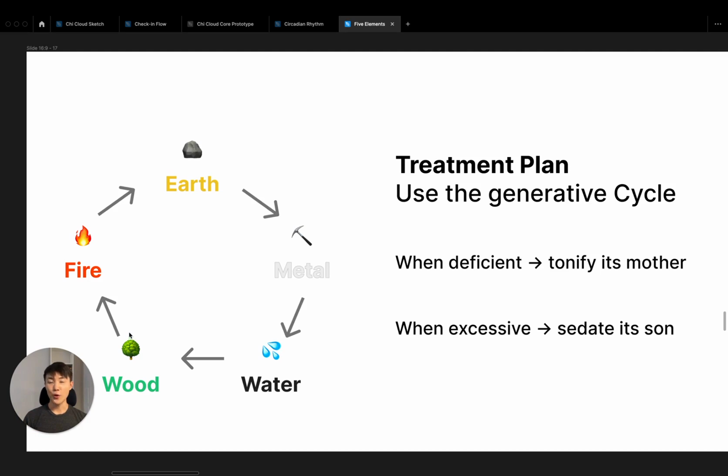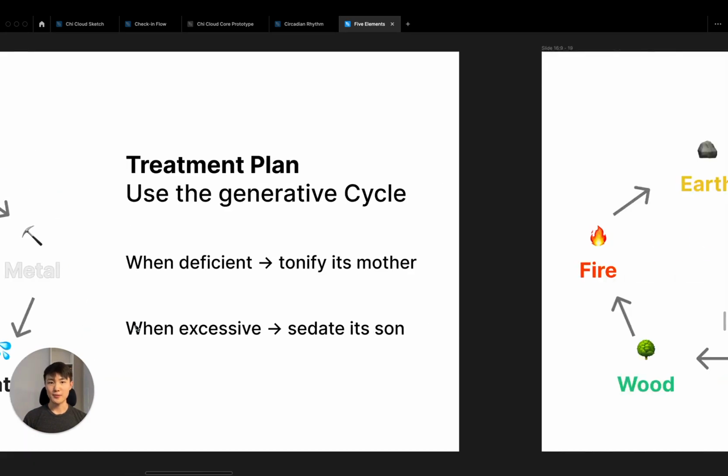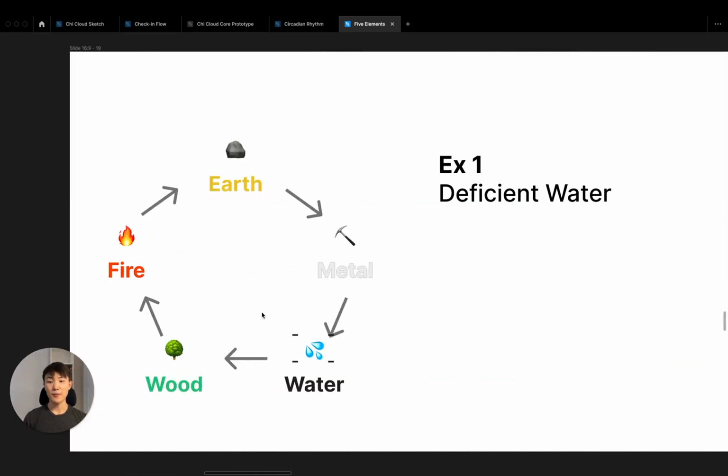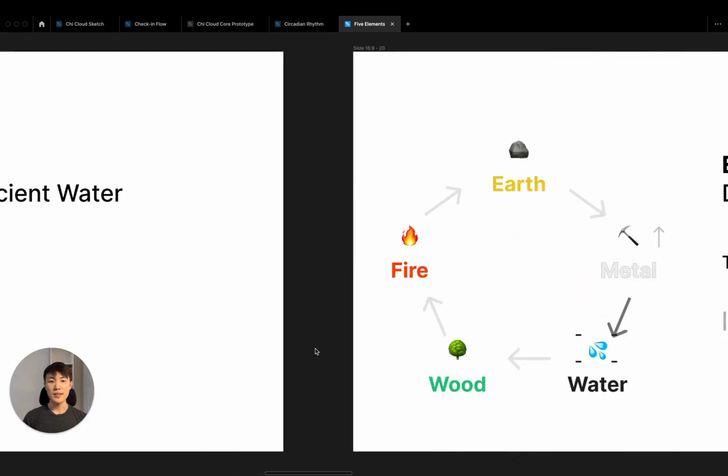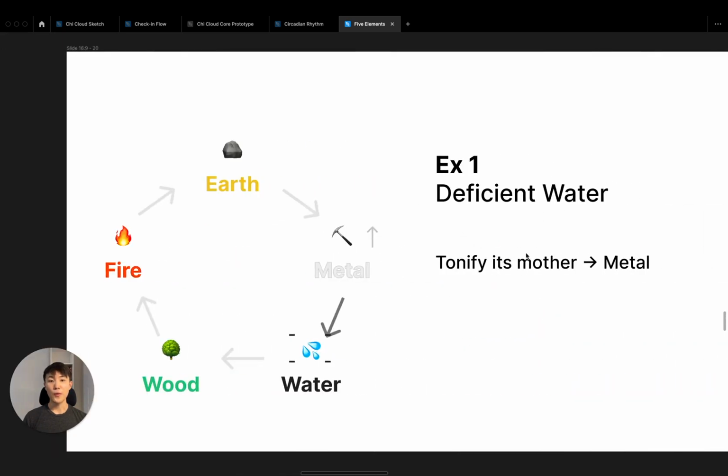So let's go over 2 examples. Example 1, we have a deficiency in water. What is the treatment plan? Well, we said that when you have a deficiency, you want to tonify the mother. The mother in this case is metal, and so when you have a deficiency of water, you want to tonify metal.